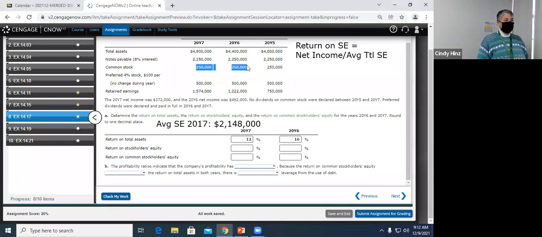I added these 2 numbers, these 2 numbers, these 2 numbers. So I added all those 6 numbers together and divided by 2 because we're looking for the average total stockholders' equity. Now we find our net income for the year, $372,000, and divide by that average stockholders' equity. And then change it into a percent and round to 1 decimal place on that percent.